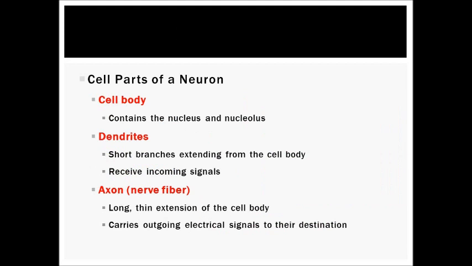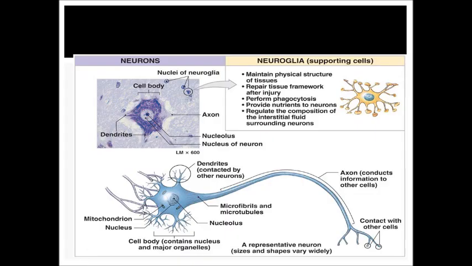For cell parts of a neuron, they are cell body, dendrite, and axon. The cell body contains the nucleus and nucleolus. The dendrites are short branches that extend from the cell body, and the axon is a long extension of the cell body. And here is the image of the cell body, dendrites, and axon in one image. You will learn more details about neural tissue in the central nervous system and autonomic nervous system lectures.